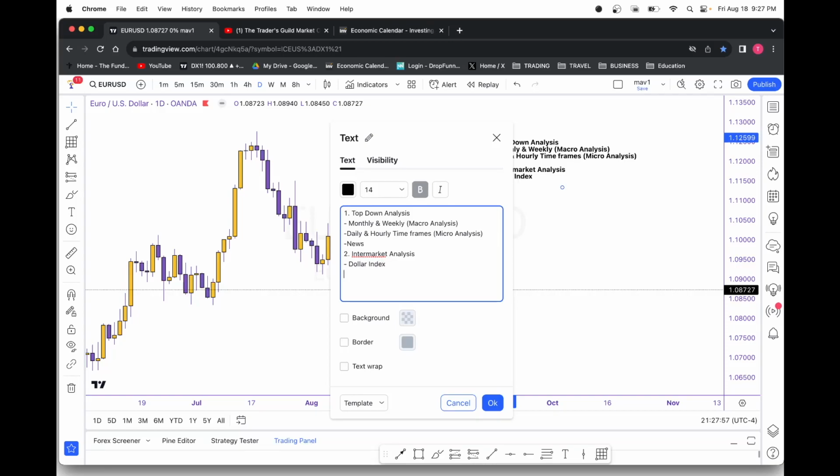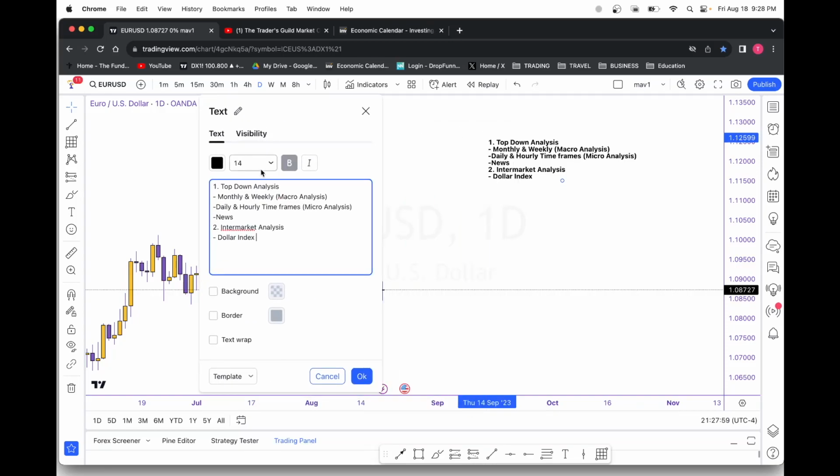And the dollar index is inverse to XXX USD currencies and correlates with USD XXX currencies. So if I'm expecting bullishness in the dollar, then I'm expecting bearishness in XXX USD. If I'm expecting bullishness in the dollar, I'm expecting bullishness in USD CAD or USD CHF.